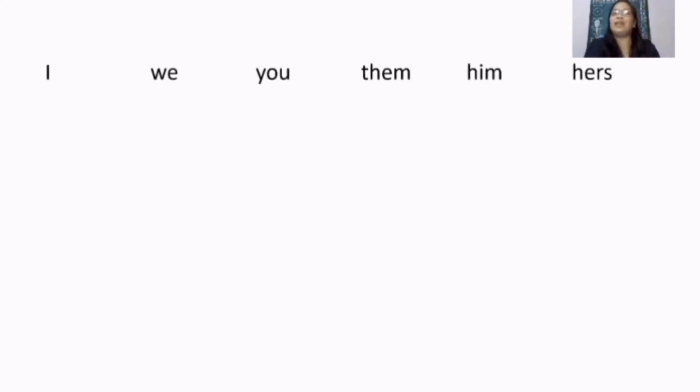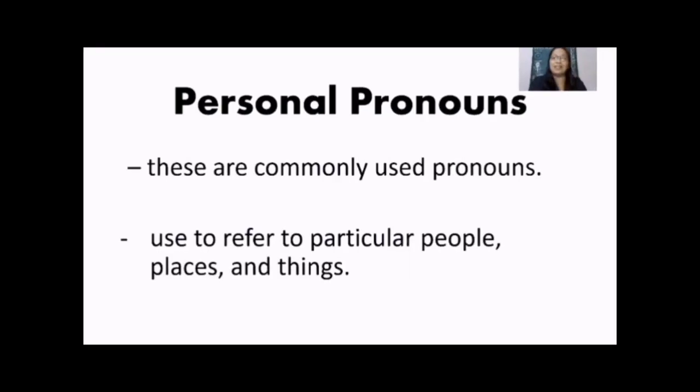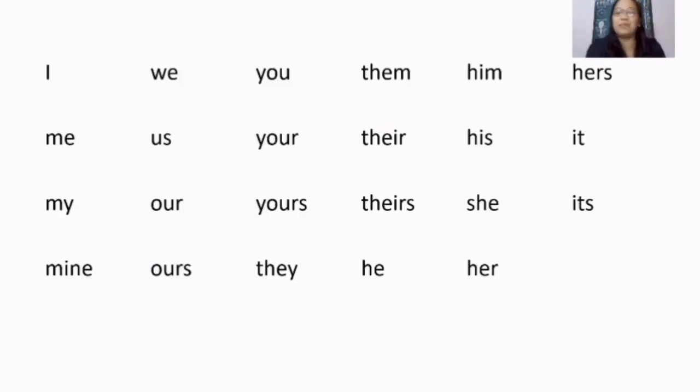We have I, we, you, them, him, hers, and we also have me, us, your, their, his, it, my, our, yours, theirs, she, its, mine, ours, they, he, and her. These are the most commonly used kinds of pronouns, and these are called personal pronouns. These are used to refer to particular people, places, and things. All of these pronouns are what we call personal pronouns.